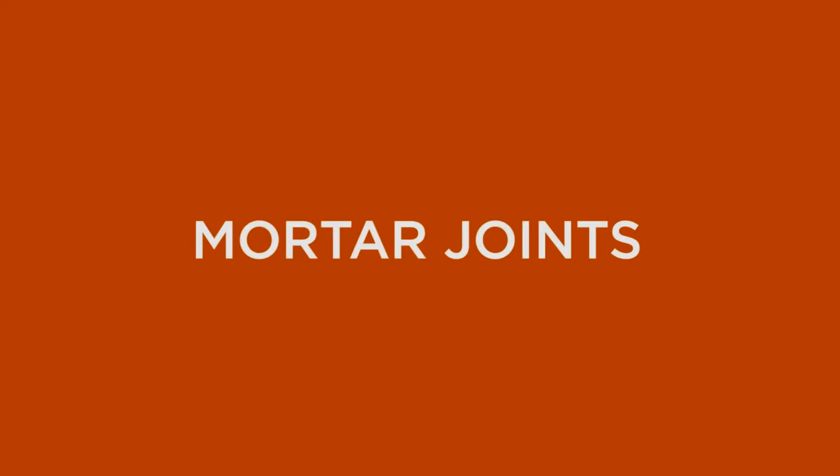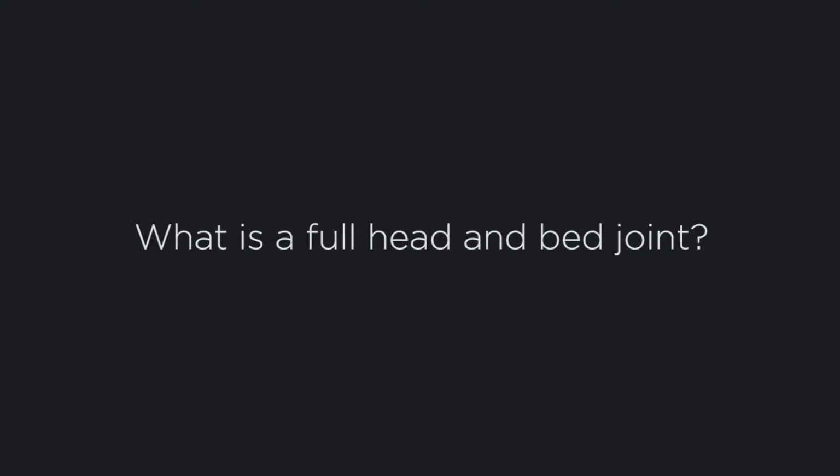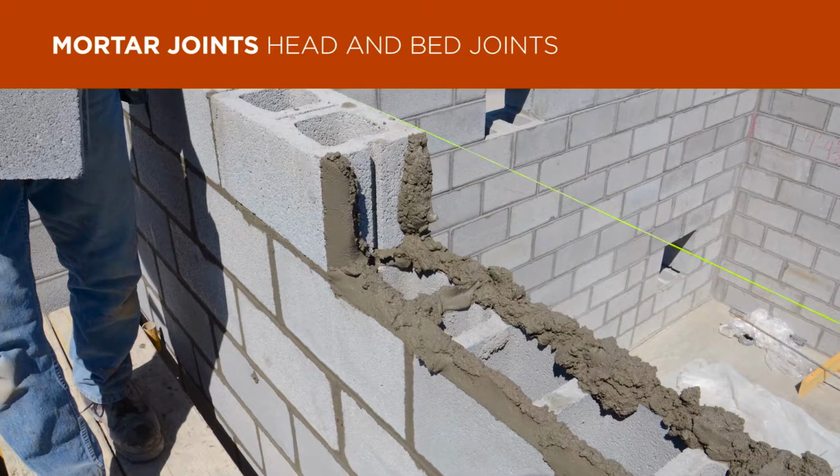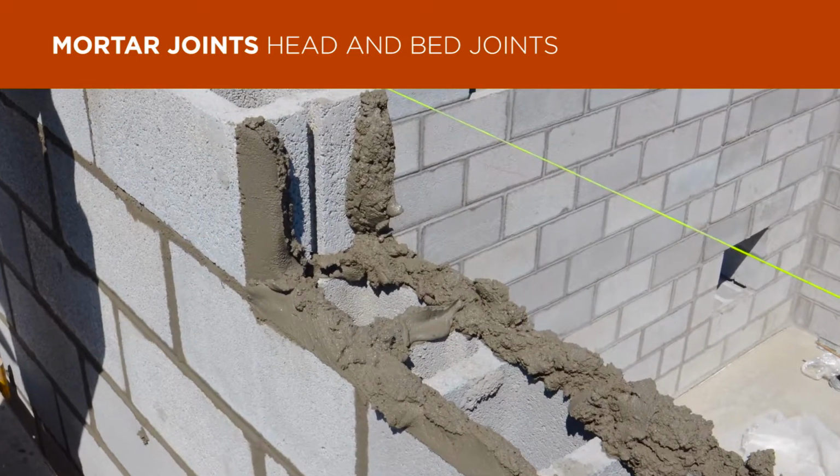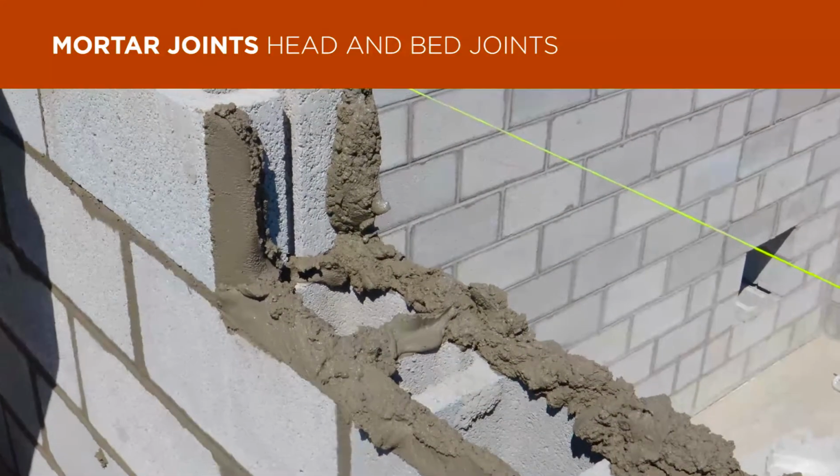We have covered the basics of the mortar itself. Now we move on to the requirements for mortar joints. What is a full head and bed joint? That depends. On hollow units, a full bed joint on a hollow unit covers the depth of each face shell to the height of the bed joint, typically 3/8 of an inch, the full length of the unit.